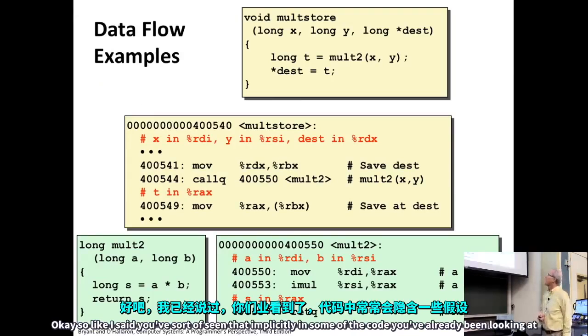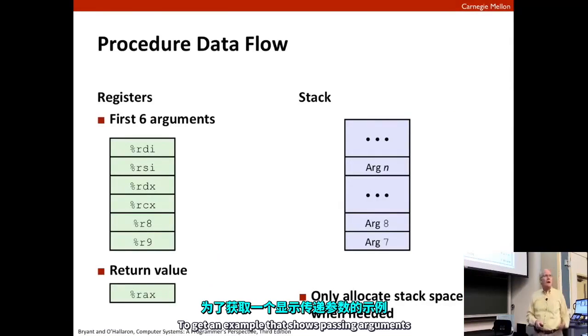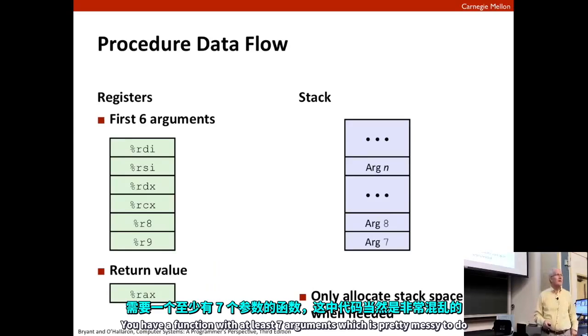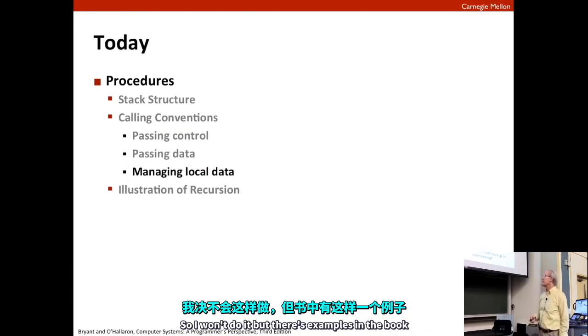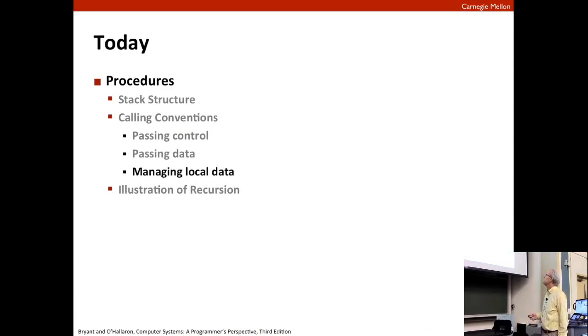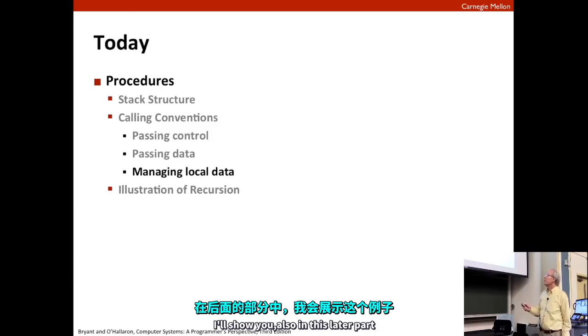Okay, so like I said, you've seen that implicitly in some of the code you've already been looking at, and it's pretty straightforward. To get an example that shows passing arguments, you have to have a function with at least 7 arguments, which is pretty messy to do, so I won't do it, but there are examples in the book.